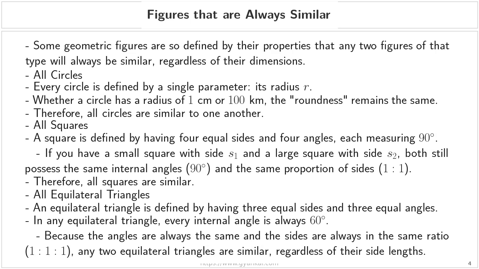Finally, let's consider equilateral triangles. Just like the others, these are defined by their properties. An equilateral triangle must have 3 equal sides and 3 equal angles. In any equilateral triangle, regardless of its size, every internal angle is always 60 degrees. Since the angles are always the same, and the sides always maintain that same 1:1 ratio, any 2 equilateral triangles you encounter will be similar.